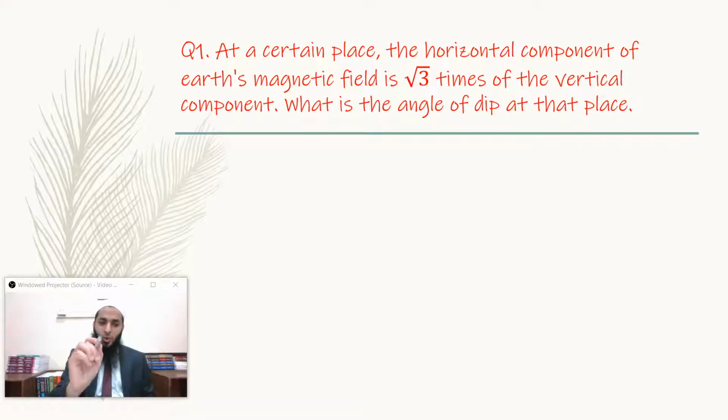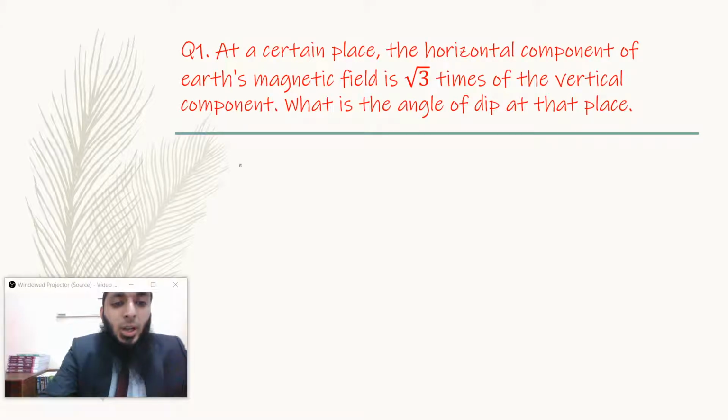When you read the question, at that time itself you can write the mathematical relation so that you can clearly solve it. At a certain place, the horizontal component of Earth's magnetic field is root 3 times that of the vertical component. So at that time itself you can write B_H is equal to root 3 times B_V. So this is something that you get here. They're asking what is the angle of dip.